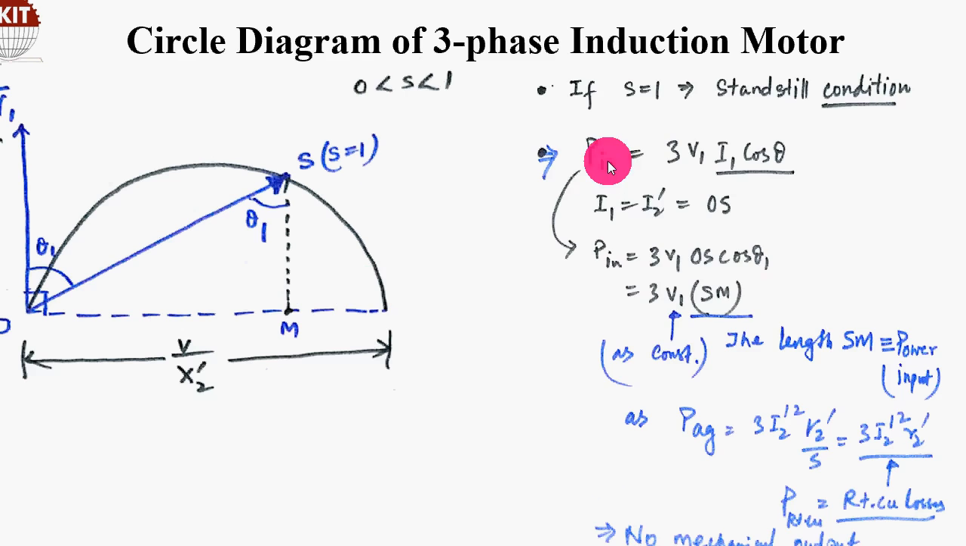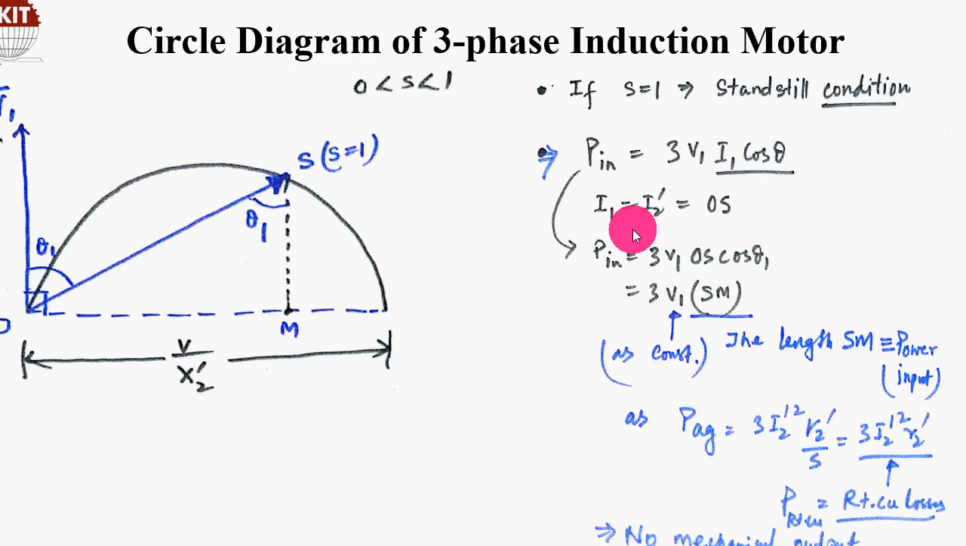So for the standstill condition, that is for slip value equal to 1, I am getting this diagram. In this condition, the supply voltage is V1 and the current drawn from the supply, let's say I1, is represented by this phasor, that is OS, making an angle of theta 1 from the voltage phasor. So the power input at this condition, the total three-phase power, will be given by 3 times V1 I1 cos theta.